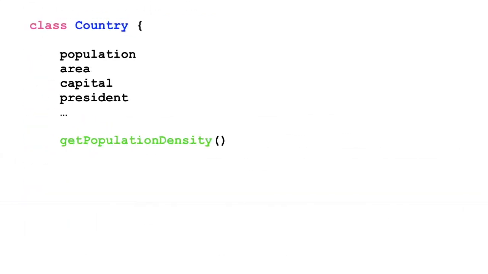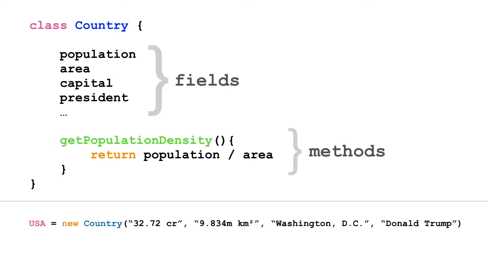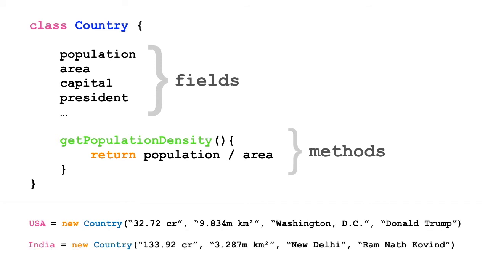For example, you may have a class called country which will contain many data fields like population, area, capital, president, etc. and a method called getPopulationDensity which will return population divided by area. And you may instantiate two objects from this class like USA and India. All of these objects will by default have these data fields and methods. You may initialize these field values during creation of the object.